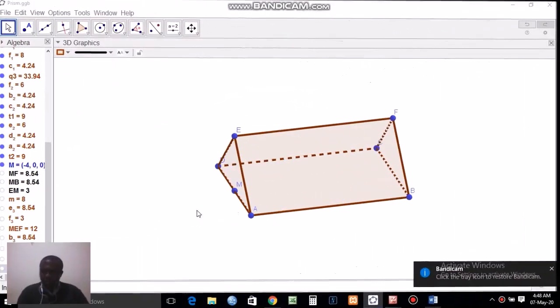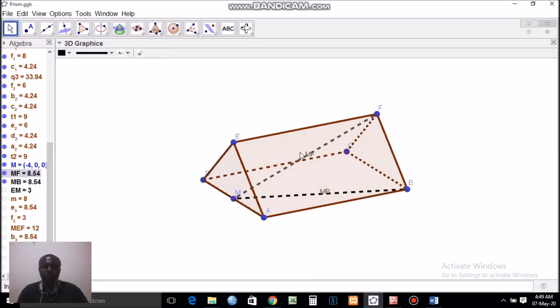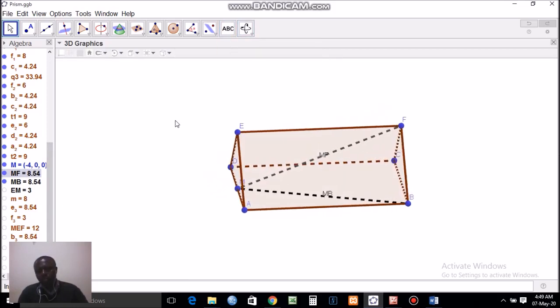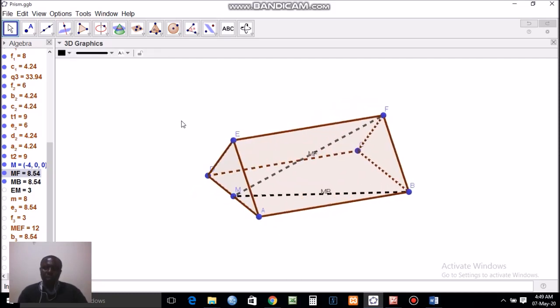Now, next we look at the angle between MF and MB. So we have MB, and then we also have MF. You can see both lines. As before, we are supposed to identify the plane figure on which both MB and MF lie. Look at the prism carefully, study it carefully, and identify the plane figure in which MB and MF lie.